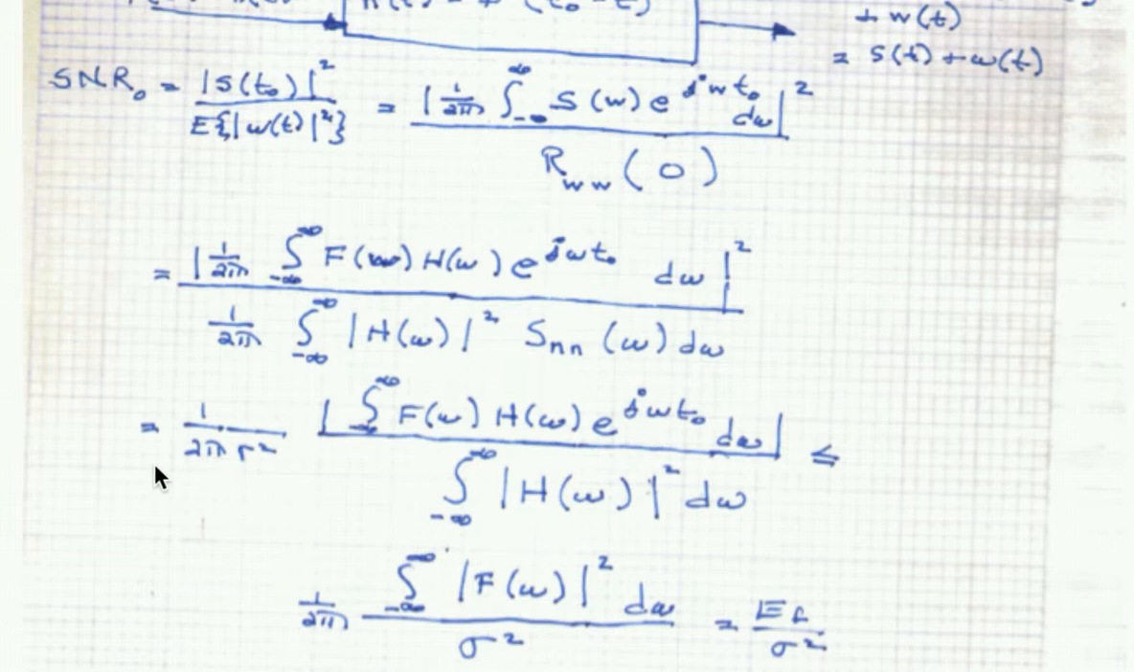And this breaks down even further, as you can see, and we end up with it equal to E sub F over sigma squared, with equality if and only if H of omega is equal to F asterisk, the quantity of omega e to the minus j omega T0. And we will finalize this in the next section.